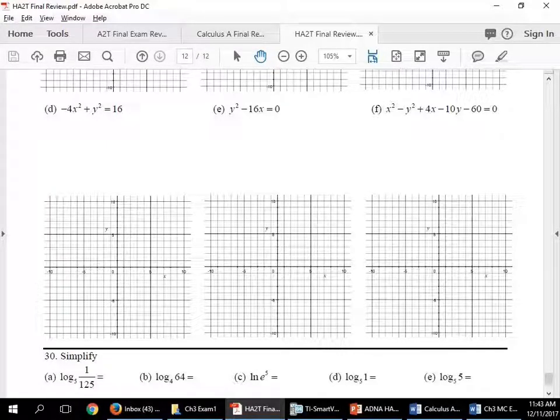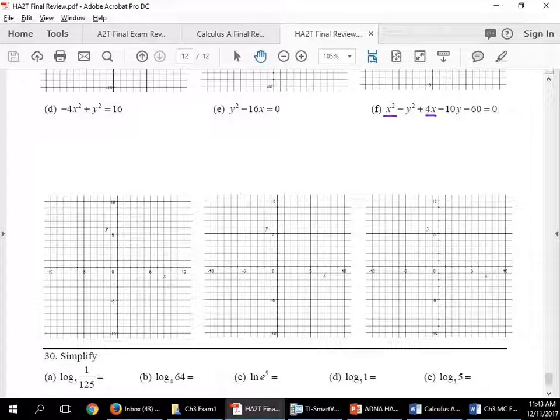Graph this conic right here. As soon as you see both variables squared, then you know you've got a conic section on your hands. If actually only one of them is squared, then you've got a parabola. But both of them are squared. So I'm going to do a bunch of things simultaneously.